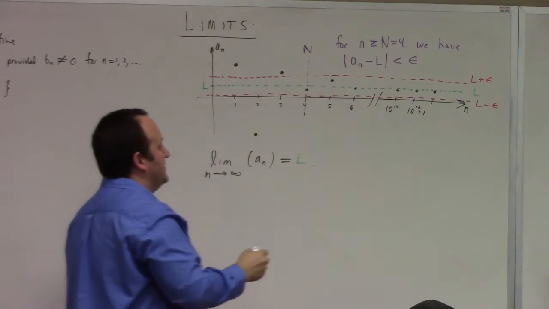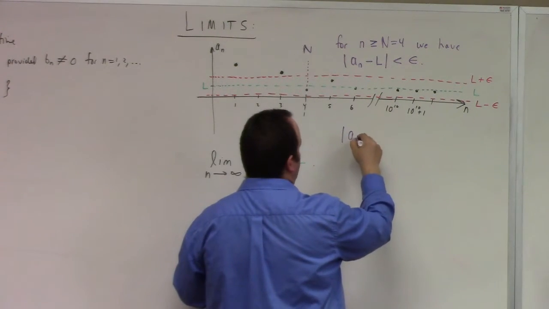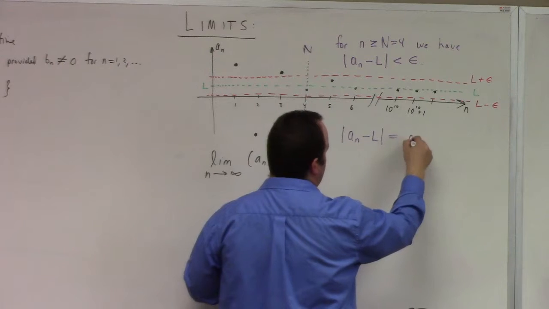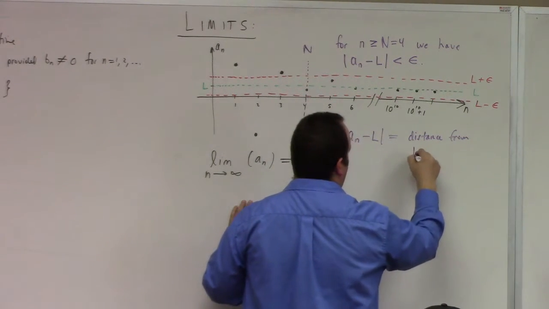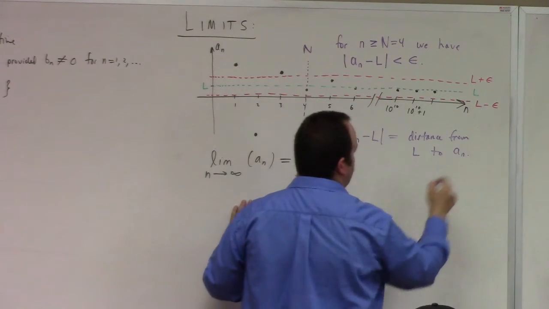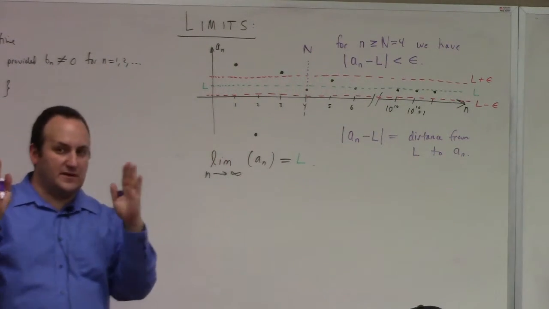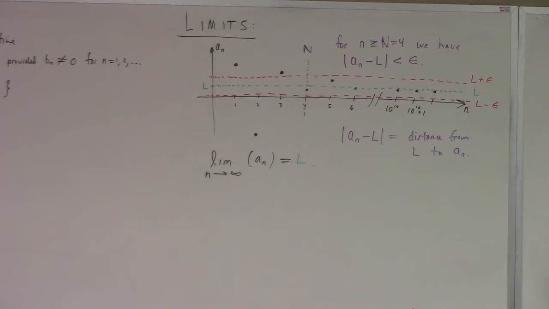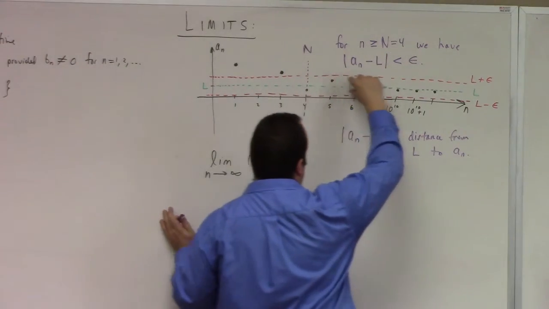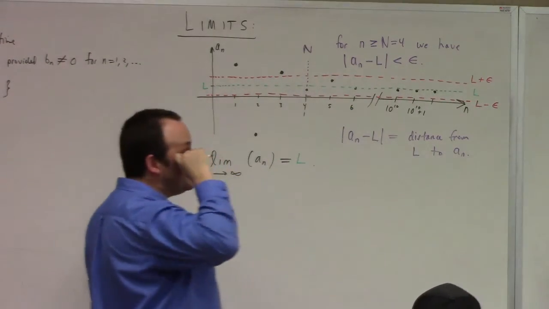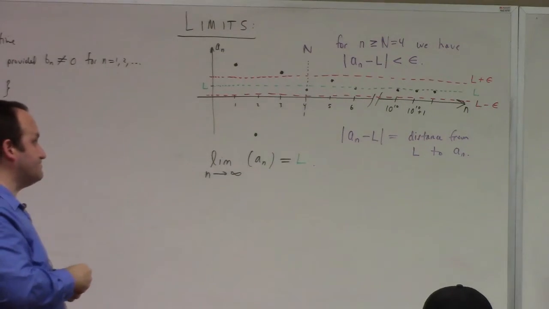What's the absolute value of a sub n minus L? This is equal to the distance from L to a sub n. If you take the absolute value of the difference of two real numbers, it's the distance between the real numbers. Right? So geometrically what that's saying is, for n beyond 4, every last one of them is stuck in that band. Okay?